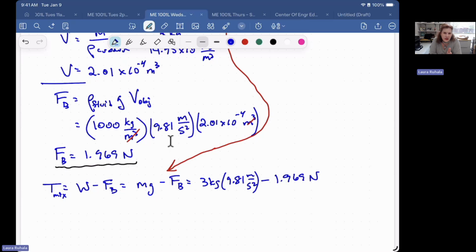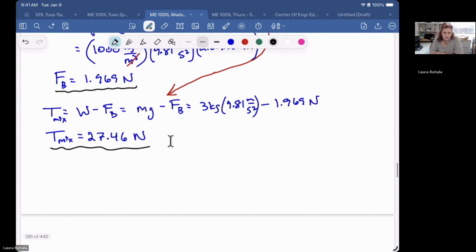This is the tension in the string from the mix. And the mix, I think we took an average of the densities, half silver, half gold. So the tension you'd get on the string from the mix of an impure crown, 50-50 silver gold, turns out to be 27.46 newtons. Which is interesting, but that doesn't prove anything.